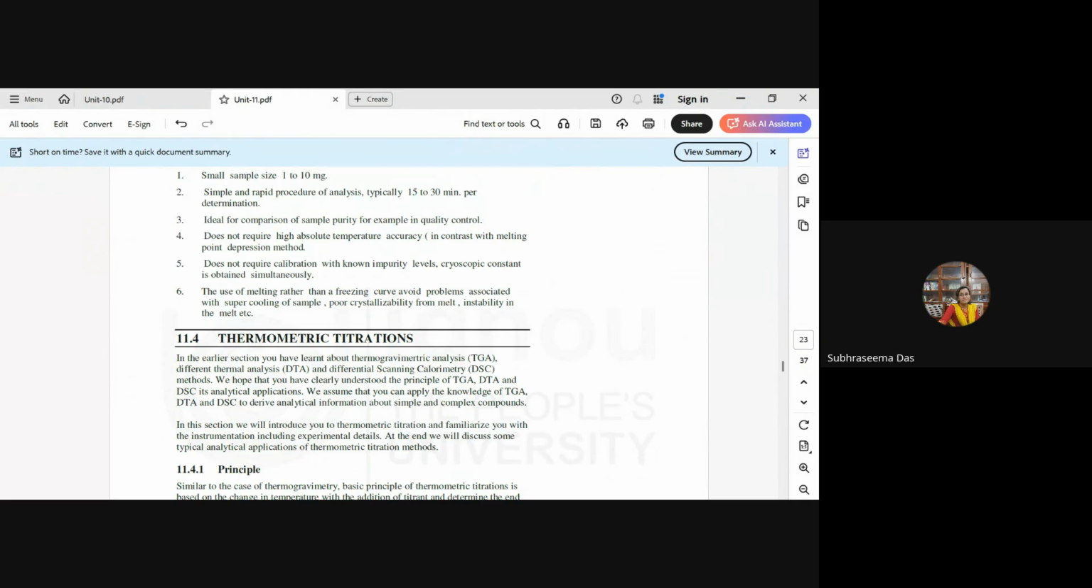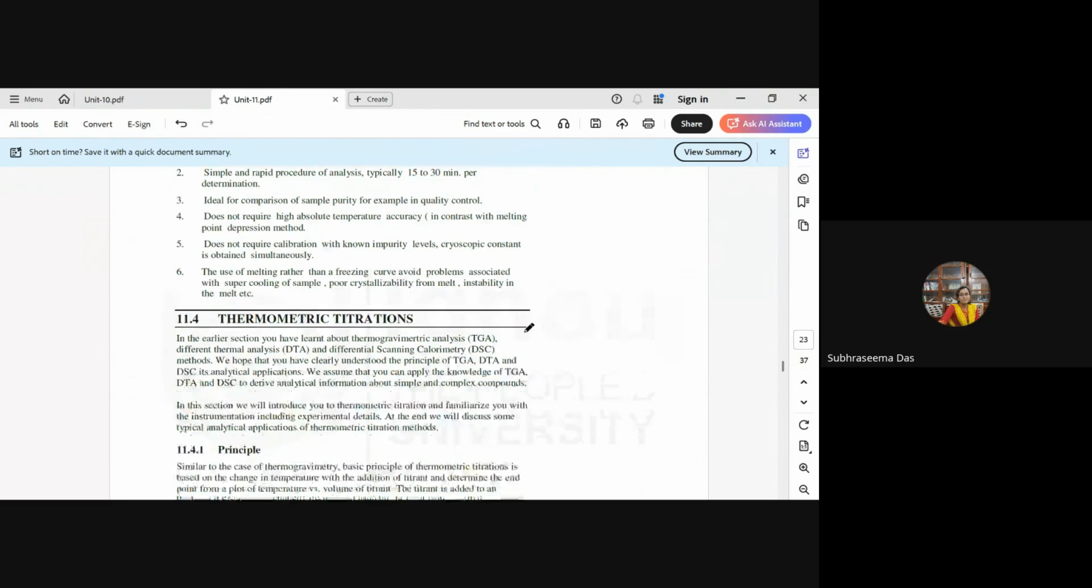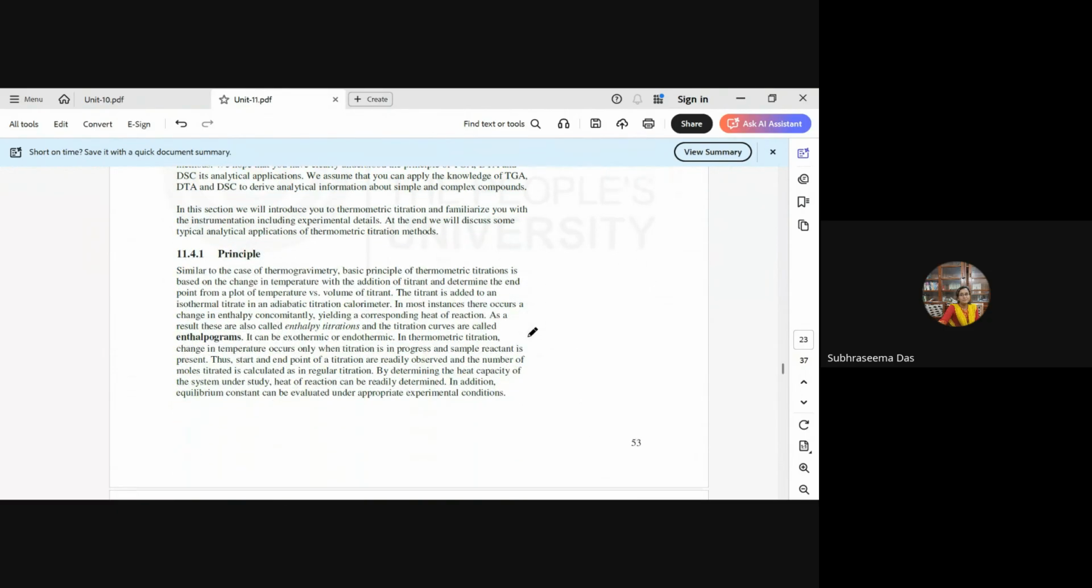Next is thermometric titrations. Thermometric titrations are similar to thermogravimetry. Here, with the addition of titrant, we plot temperature versus the volume of the titrant. This is called enthalpy titration, and the curves are called enthalpograms.